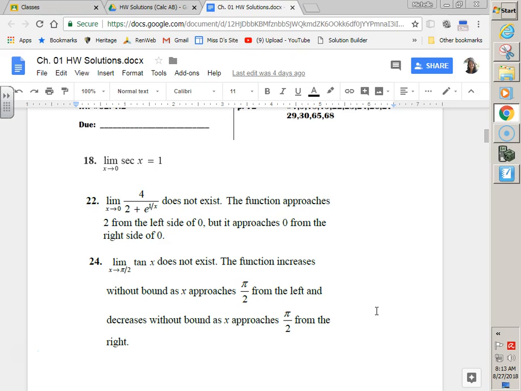Number 22 is a DNE, but they show you how it was DNE. From the left, or from the west, it was approaching 2, but from the right, it was approaching 0. Number 24, also DNE, and it shows why, as far as what you should have gotten as you approached one side or the other.